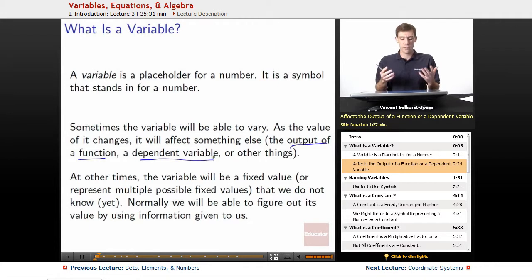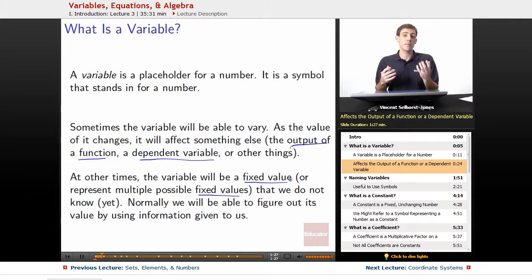Other times, we're just using a variable as a fixed value we don't know yet. Sometimes it might even be multiple possible fixed values, but the point is it's something that we just don't know yet. So it's a placeholder for something that we want to find out more about. Normally we're going to be able to figure out what it is based on the information given to us in the problem. Otherwise, it's probably not going to be a very good problem if we can't actually solve for what the variable is. So we'll almost always have enough information to figure out what this variable is. So that's the other possibility.